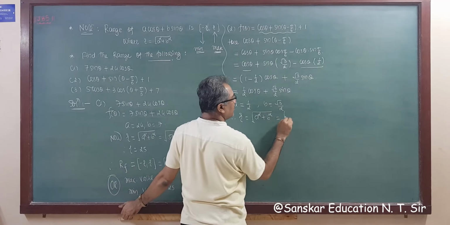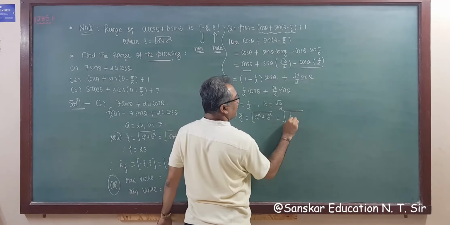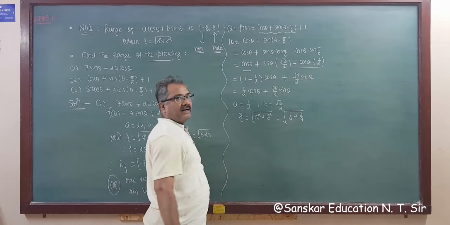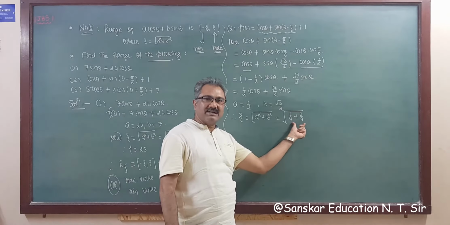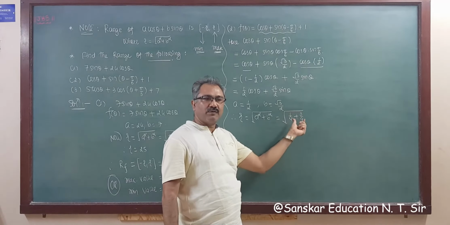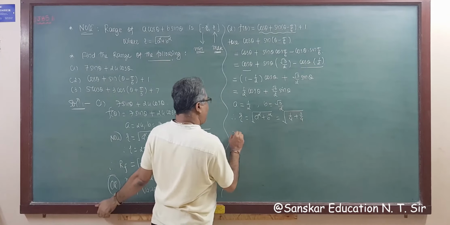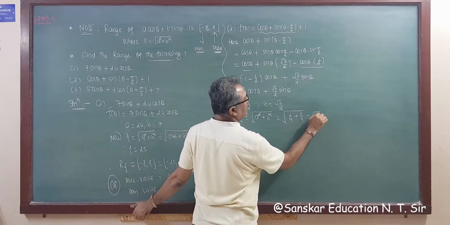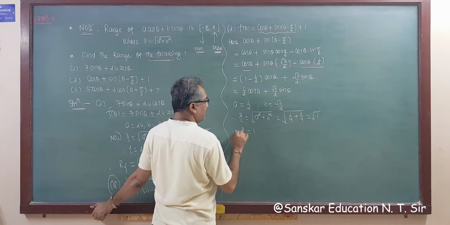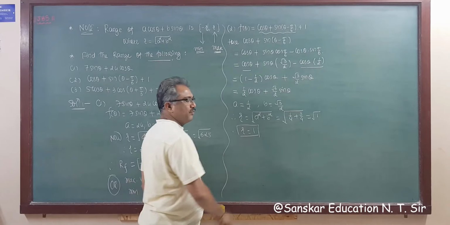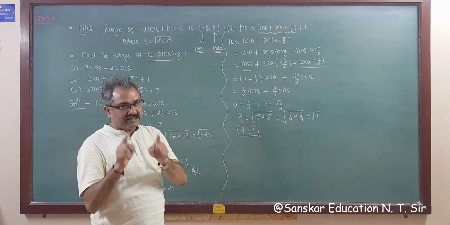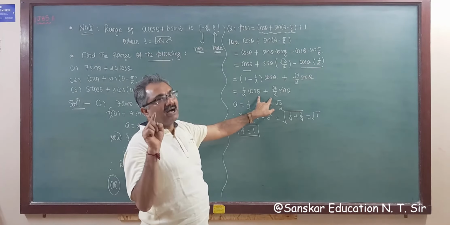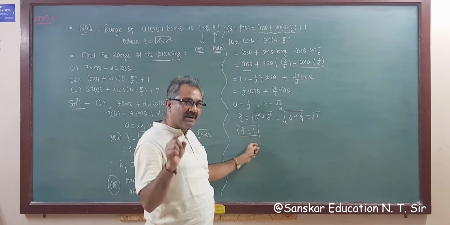So this is under root, a square means 1 upon 4 plus b square means 3 by 4. Taking LCM, both denominators are the same. So 1 plus 3 is 4, 4 by 4 is 1. So R is equal to square root of 1, so the answer will be 1. So you will get R is equal to 1. Right? So your range for this is minus R to R, that is minus 1 to 1.